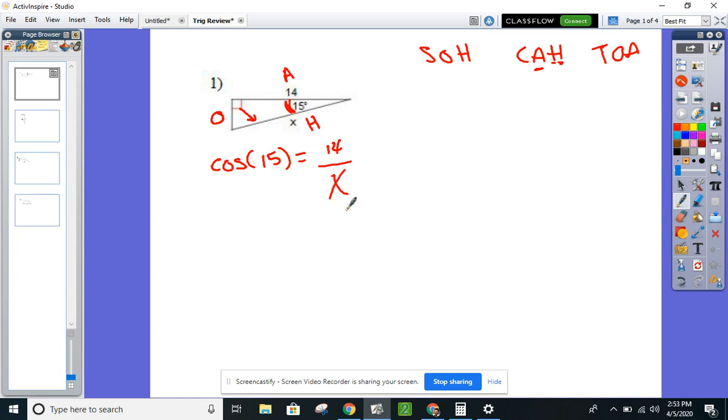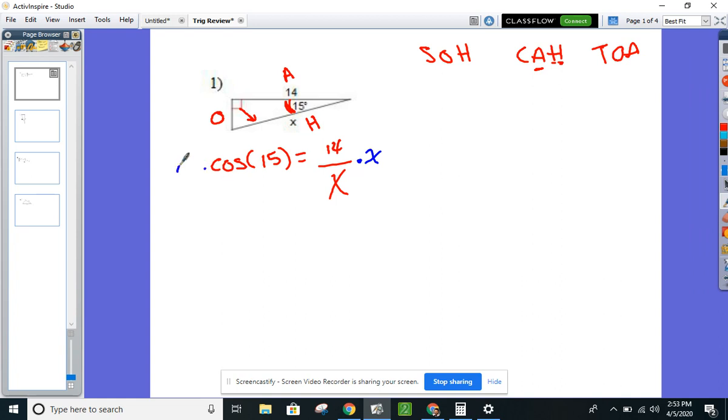Now, as we set this up, we have the x in the denominator, and we cannot have the x in the denominator. We've got to get that out of the denominator. So to do so, we're going to multiply both sides by x. That cancels out right there. Now we have the x in the numerator. Now we're good. So we have x times the cosine of angle 15 equals 14.